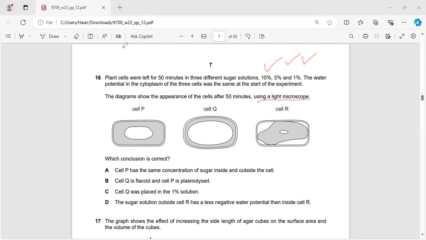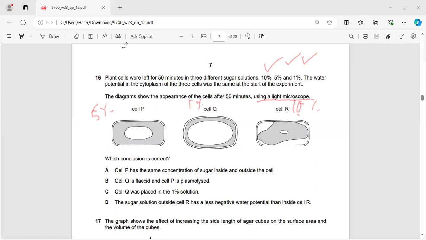You can see in first of all cell P, it looks okay. Vacuole is not very large, but in case of cell Q, it is looking very turgid as it has absorbed a lot of water, and cell R is looking plasmolysed. So it means if it is plasmolysed, it was kept in 10% solution, the next was 5%, and it was kept in 1% solution. So what conclusion is correct?